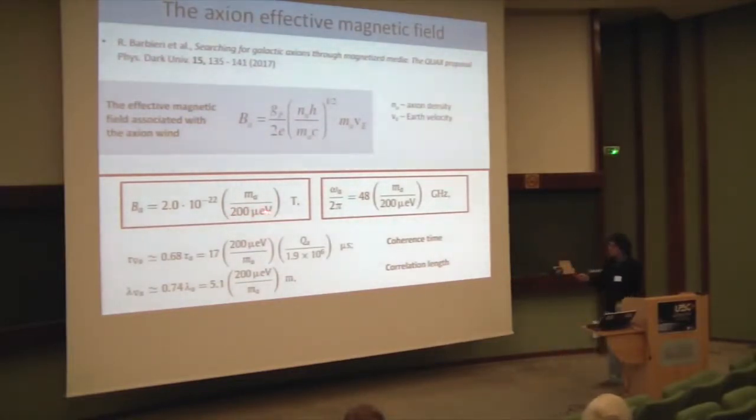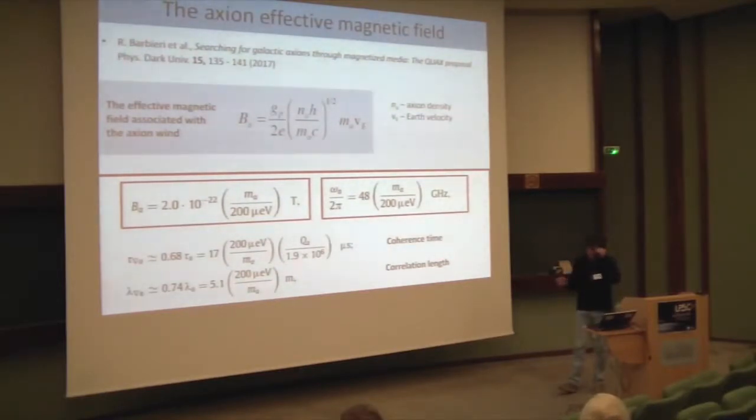Of course, this is not a real magnetic field, because it's an effective magnetic field induced on a sample. For this mass, the corresponding frequency to be detected is given by the energy corresponding to the mass of the axions, the thermalized axion. And for 200 micro electron volts, you get 48 gigahertz.